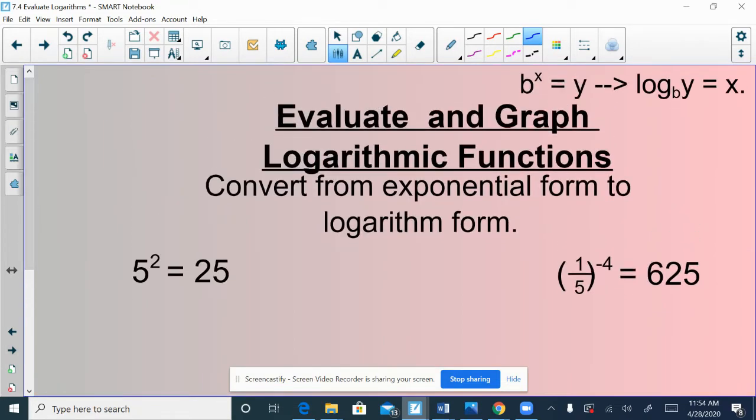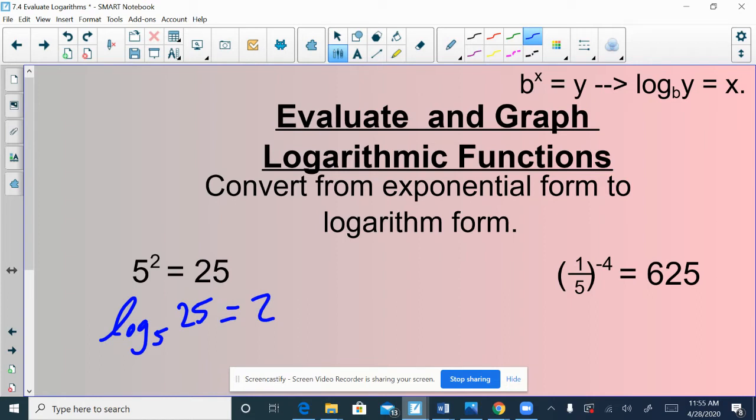Let's try an example here. We know that 5 to the second is 25. You guys know that to be true. That is in exponential form right now. We need to be able to convert it into logarithmic form. So whatever the base is, the base of this exponent is 5. That's going to be the base of my log. So I would rewrite it as log base 5. Okay, so whatever is on the other side of the equal sign is going to be the thing that's full size next to log. So 25 is on the other side of the equal sign. We're going to have log base 5 of 25 is equal to 2.